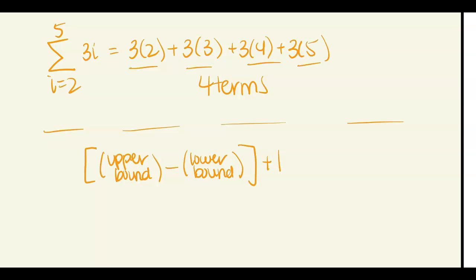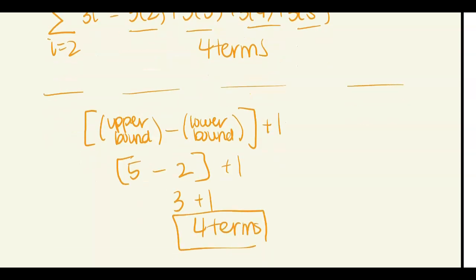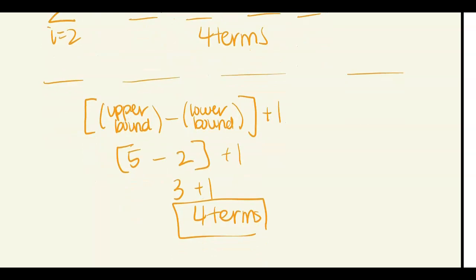So for instance, for this question, your upper bound is 5. I would subtract 2 from it, and then I would add 1. 5 minus 2 is going to give me 3, and 3 plus 1 is going to give me 4, the same 4 terms. Instead of having to write it out, we can just find it this way. So it'll give you the same 4 terms.